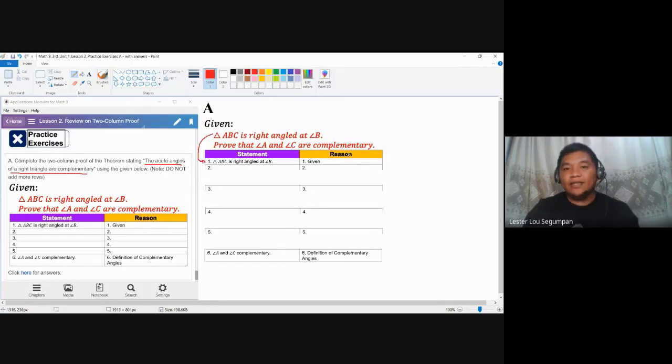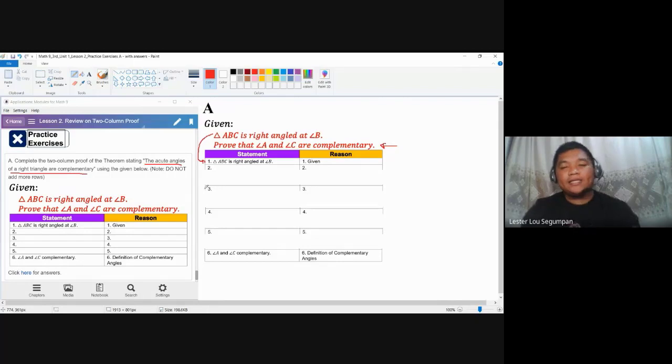It's the given. Okay, and from here we need to reach the statement that angles A and C are complementary. This is a connection that there are three interior angles here, A, B, and C, and angle B is already a right angle. So the acute angles A and C should be complementary, the item that we are trying to prove here.